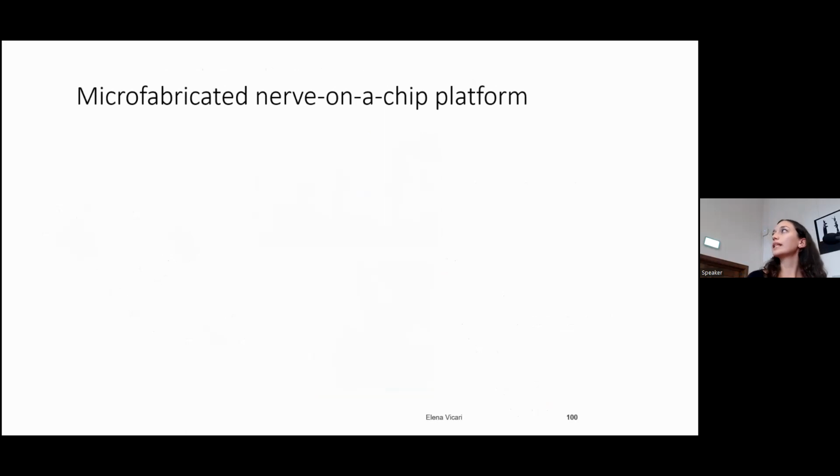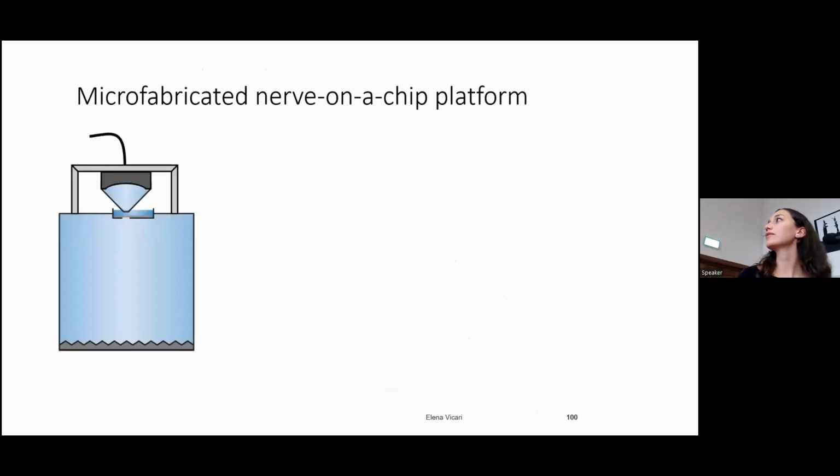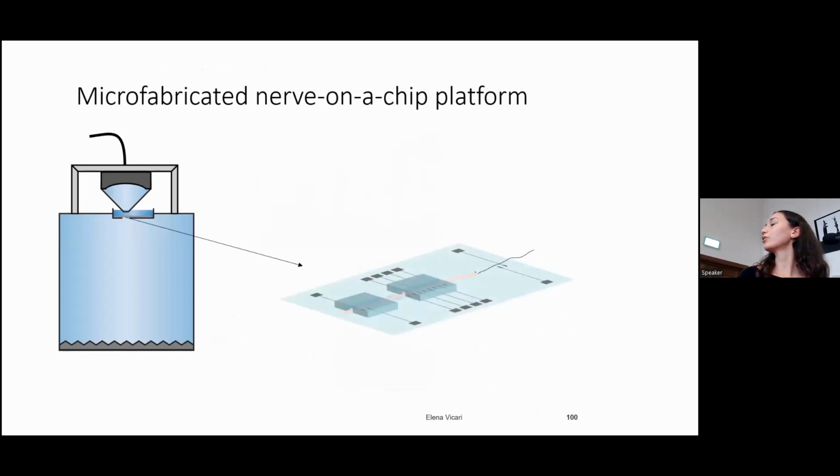Therefore, we designed this ex vivo experimental design based on a nerve-on-a-chip platform that you can see in the figure, that is based on microchannel electrodes. With this platform, we can stimulate electrically, stimulate with ultrasound, and also record the compound action potential that is propagating along the fascicle that we put inside.